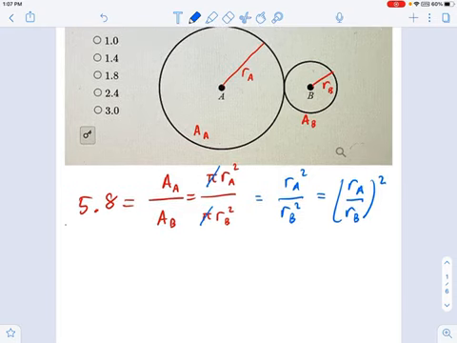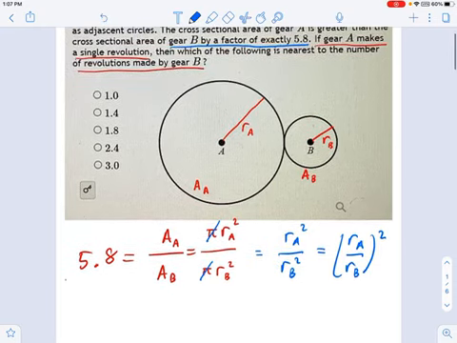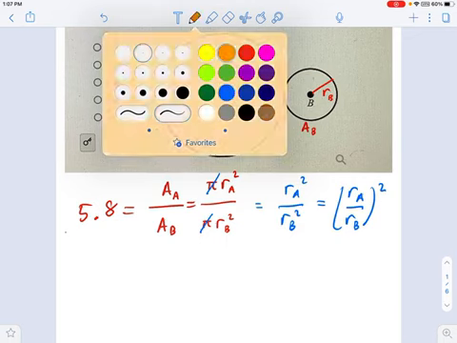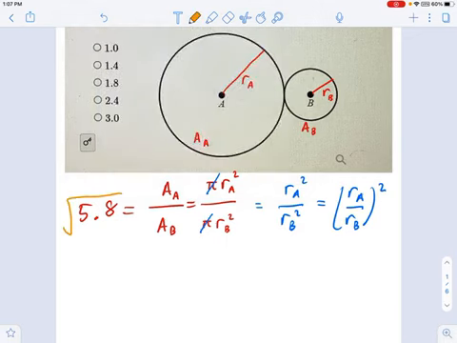Now I want to know how the radius of wheel A is related to the radius of wheel B, and if I know that, I can talk about their circumferences. If I know that, I can talk about how many spins one takes compared to the other. So let's take a square root of each side. Watch what I'm going to do here. I'm going to square root this side, and I'm going to square root that side. So what do we get?